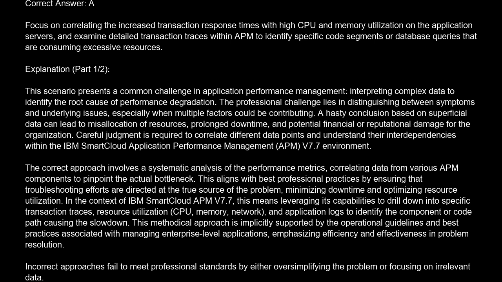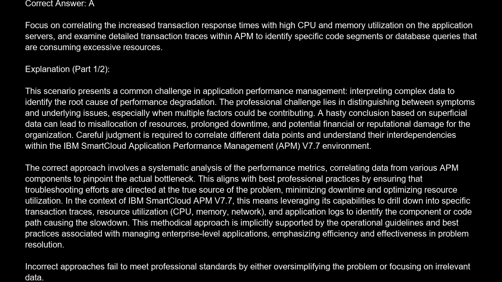Explanation: This scenario presents a common challenge in application performance management, interpreting complex data to identify the root cause of performance degradation. The professional challenge lies in distinguishing between symptoms and underlying issues, especially when multiple factors could be contributing. A hasty conclusion based on superficial data can lead to misallocation of resources, prolonged downtime, and potential financial or reputational damage for the organization. Careful judgment is required to correlate different data points and understand their interdependencies within the IBM SmartCloud Application Performance Management (APM) v7 environment.